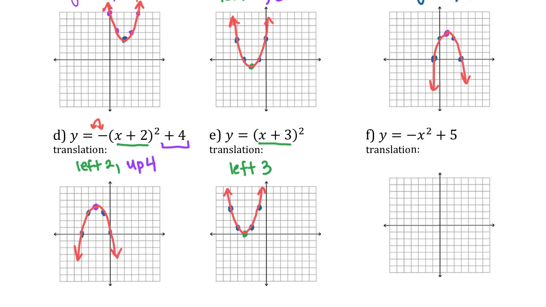Okay, last one. Okay, for F, let's see, I see this negative in the front, which tells me it's going to open down, but it doesn't affect anything other than the direction it opens in. There's no parentheses at all, but it does have this plus 5 at the end, so that's going to move up 5. So normally it's at 0, 0. Let's move it up 5. So now the vertex is up here at 0, 5.